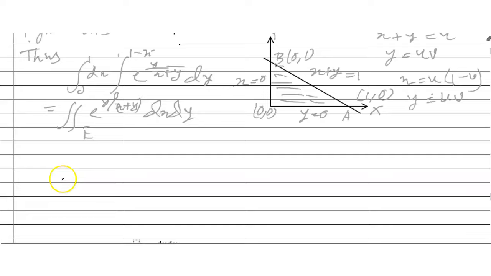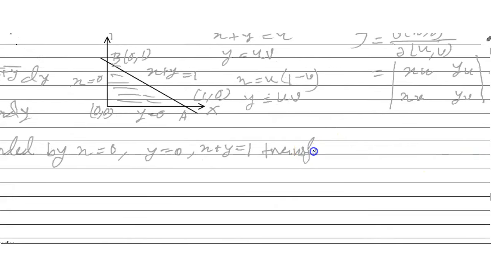Our next: E is bounded by x equals to 0, y equals to 0, x plus y equals to 1, transforms into E dash.